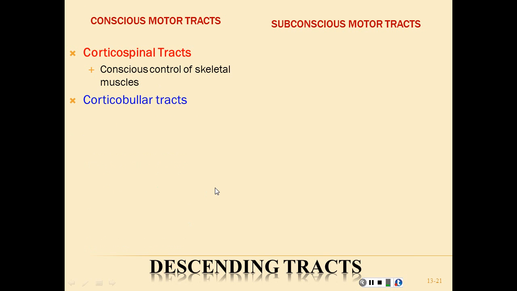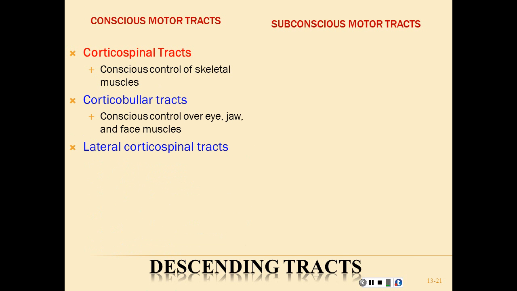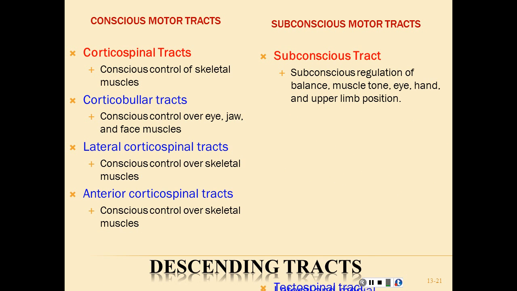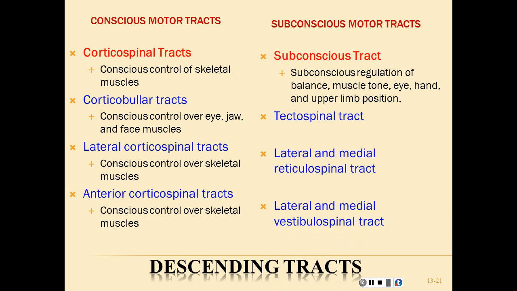Let's take a look at some of the descending tracts. I did pull out some extra ones off the internet because there's more than just the ones that your book lists. But here's our corticospinal tract, and it's dealing with conscious control of the skeletal muscle. Everything on this side that I'm going to pull up is dealing with conscious motor control, and everything on the opposite side is dealing with subconscious motor control. The ones that I have in blue are the ones that are listed in your textbook.